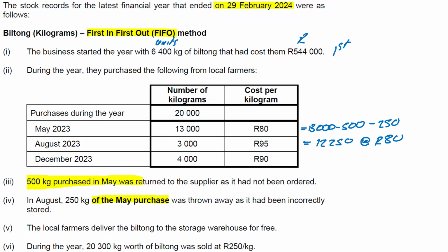During the year, 20,300 kgs worth of biltong was sold at 250 rand per kilo. This represents what has been sold. Question, what will make up that 20,300? Which units were sold first?